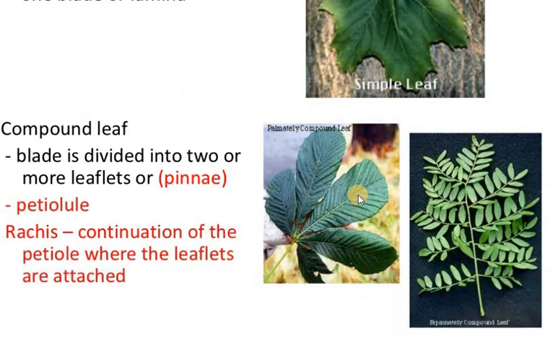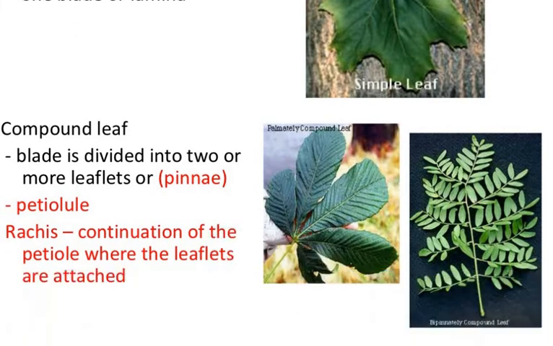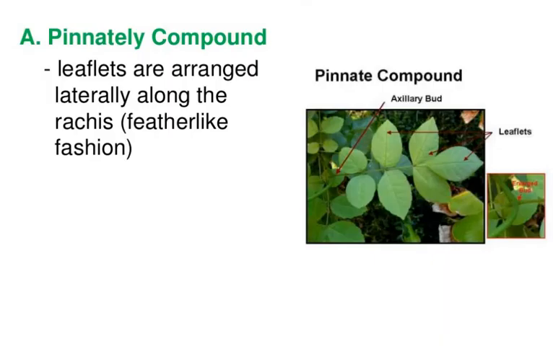So again, normally a simple leaf contains only one blade. See, this is a simple leaf, it contains only one leaf blade, but here, if you see these two diagrams, it has multiple leaf blades. Depending on the pattern of arrangement of leaflets, there are different types of compound leaves.